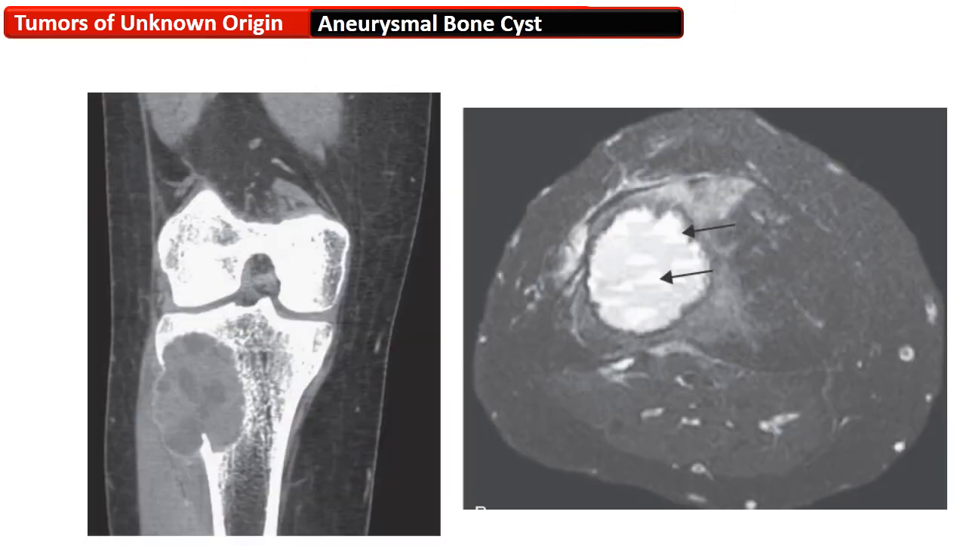On the left, there is a coronal section of the CT image of an aneurysmal bone cyst affecting the upper end of the tibia, and the cyst is confined by a thin rim of reactive subperiosteal bone, while on the right there is this axial image of the MRI, and it is showing the fluid level within the cysts.